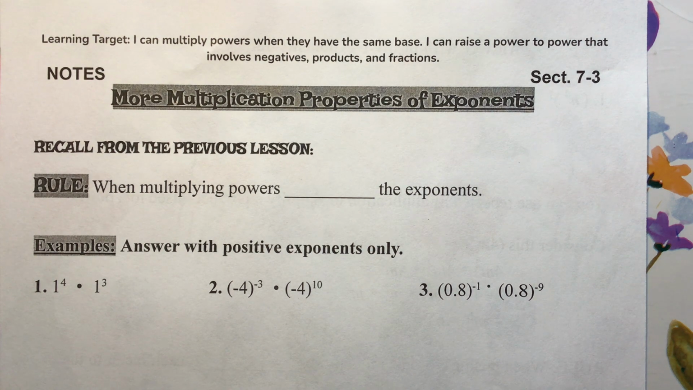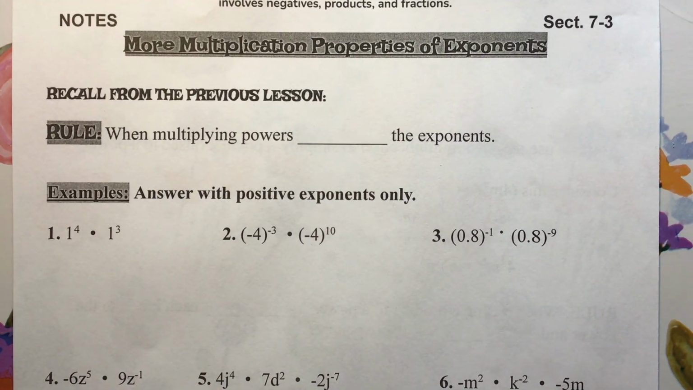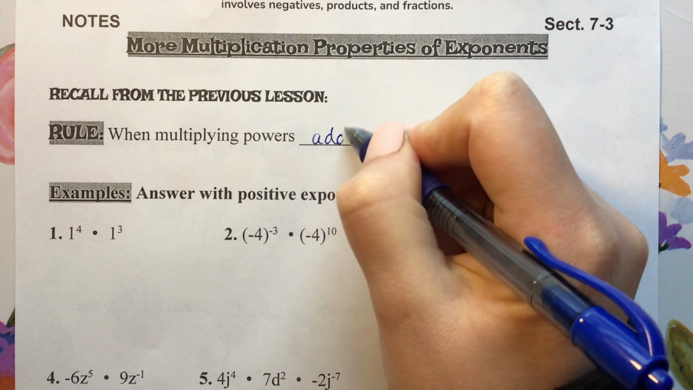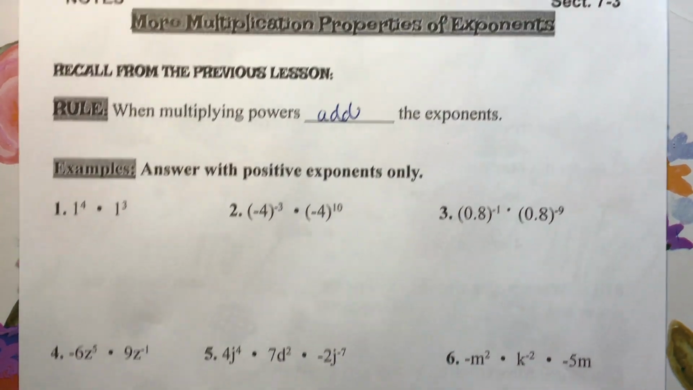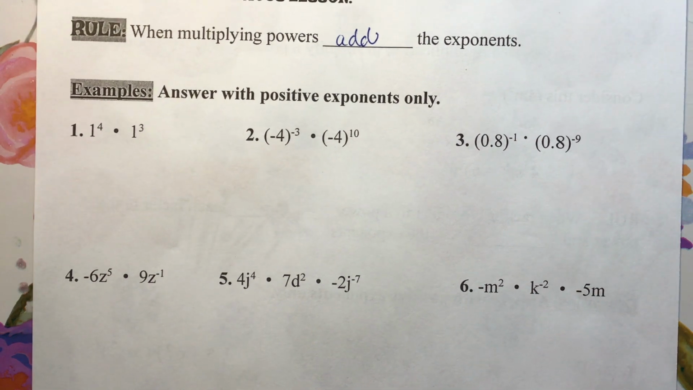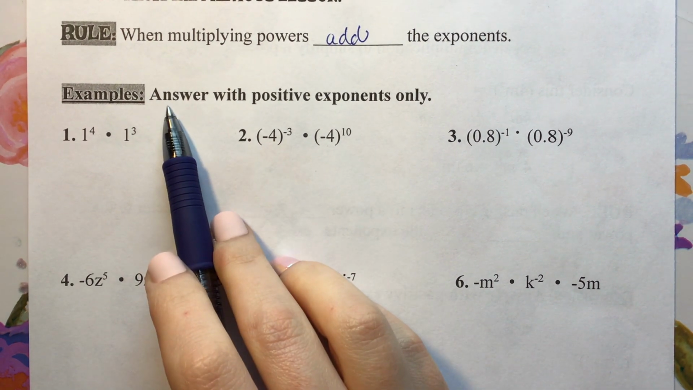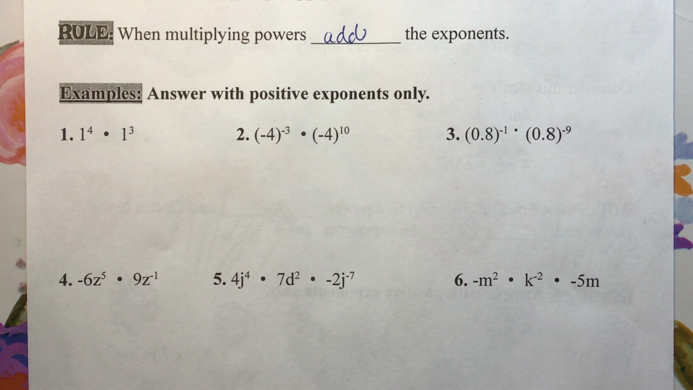I'd first like to review a little bit from our previous lesson. So remember the rule. When multiplying powers, we are going to add the exponents. So let's do a couple examples so we can see that in action once again. We have to have common bases, and the directions say answer with positive exponents only.